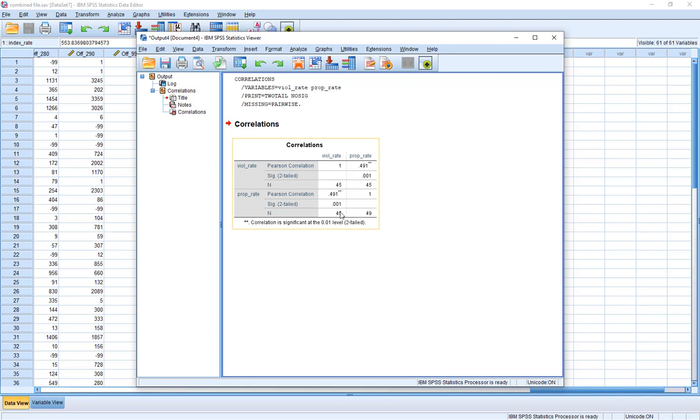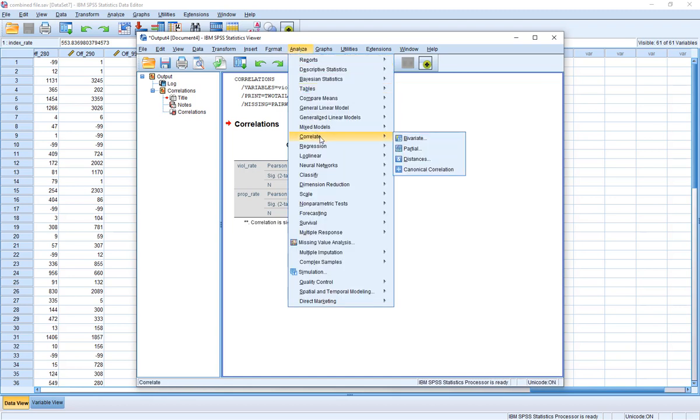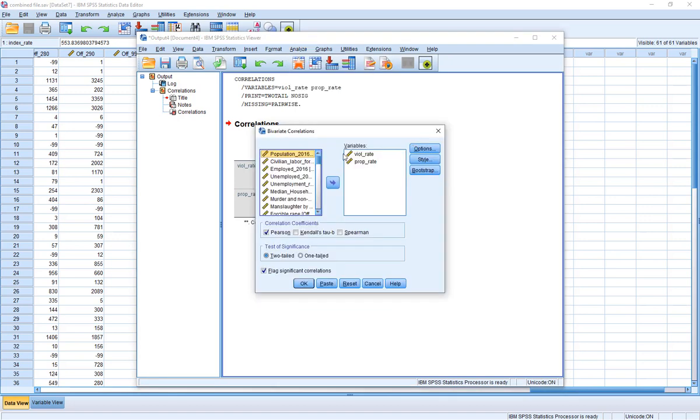Now, I just want to show you one last thing here. I'm going to go back to my correlation command. So I'm going to correlate bivariate. And now I'm also going to throw in that index rate. Now, we know the index rate has to be associated with the violent rate and the property rate. If you remember from our discussion of the Uniform Crime Report, violent and property crimes added together are going to give us the index crime rate. So, going to give us the index count.